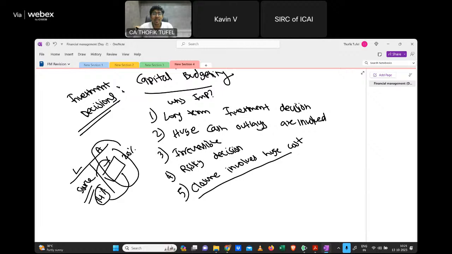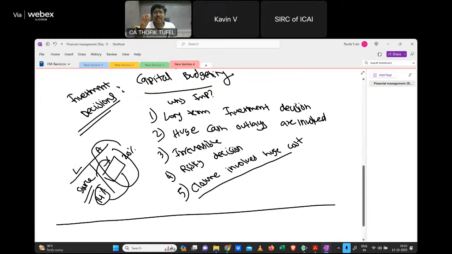Third one, it is irreversible. Once a car is purchased, it is purchased. After 1 month, you cannot say, no, no, I don't want this car, now I want that car. That will involve huge cost. So it is an irreversible decision. Fourth one, it is a risky decision. Why risk? Because you don't know what will happen in the future. What if today you're purchasing and tomorrow you're not liking the car? You can put many examples in this, but this is why the capital budgeting chapter is important.